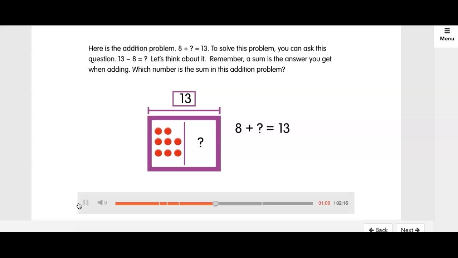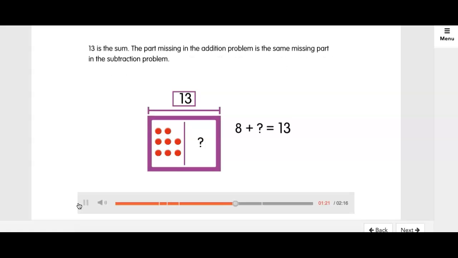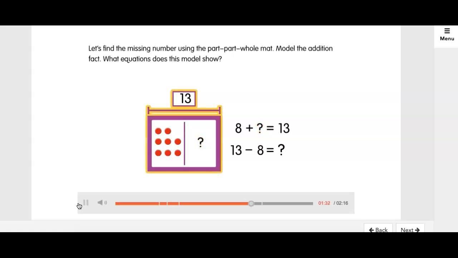13 minus 8 equals... Let's think about it. Remember, a sum is the answer you get when adding. Which number is the sum in this addition problem? 13 is the sum. The part missing in the addition problem is the same missing part in the subtraction problem. Let's find the missing number using the part-part-whole mat. Model the addition fact. What equations does this model show?